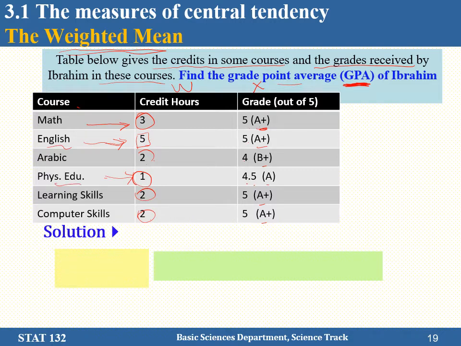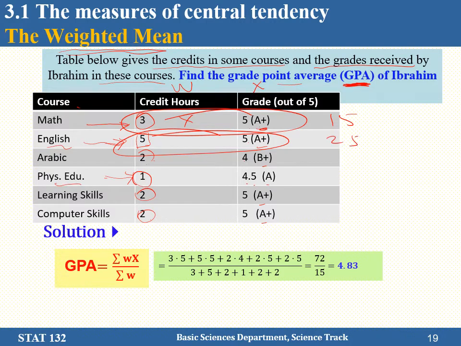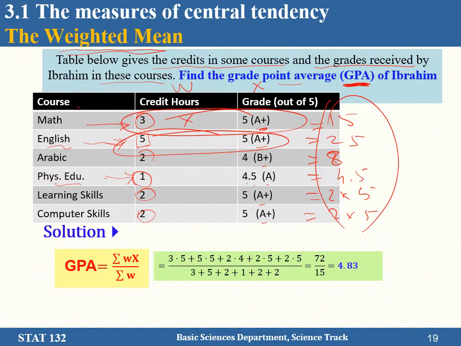Now we use the formula. The formula is you multiply the weight with the values, like 15 and then 25. You multiply them, 2 times 4 is 8, and then 1 times 1.5. Okay, and 2 times 5 and 2 times 5. All these are written here, and you add all of them. And you divide, so you add these also, 3, 5, you know.